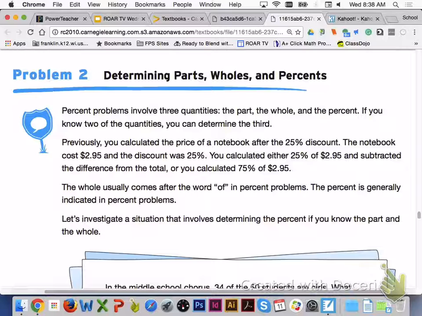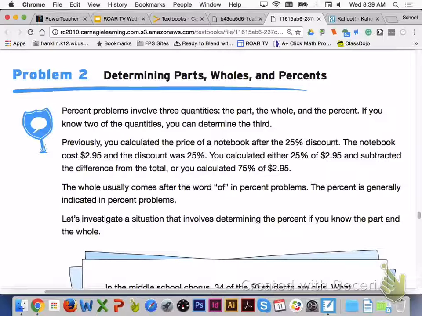Turn to page 437, problem 2, determining parts, wholes, and percents. Percent problems involve 3 quantities: the part, the whole, and the percent. If you know 2 of the quantities, you can determine the third. Previously, you calculated the price of a notebook after the 25% discount. The notebook cost $2.95 and the discount was 25%. You calculated either 25% of $2.95 and subtracted the difference from the total, or you calculated 75% of $2.95.